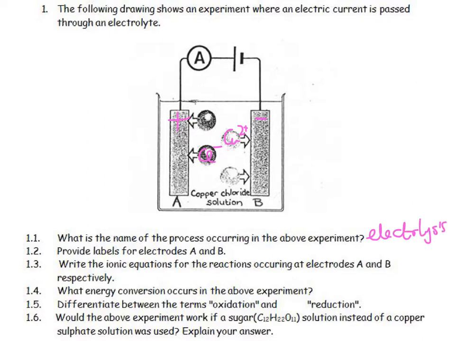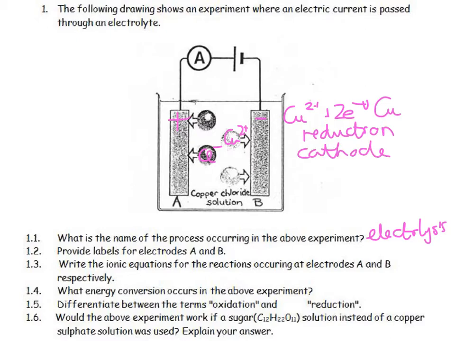Provide labels for the electrodes A and B. I'm going to just quickly say that we've got Cu2+ gaining 2 electrons and becoming copper. That is the gain of electrons, so it is reduction. And reduction always happens at the cathode.